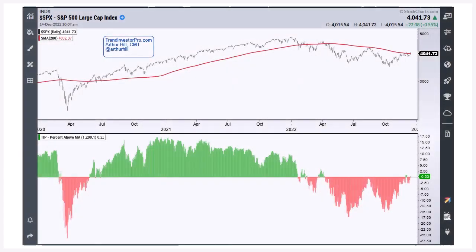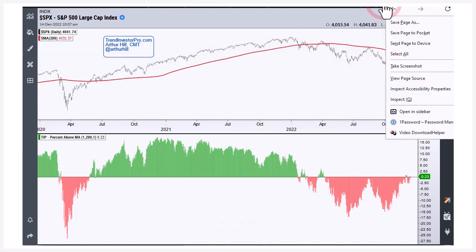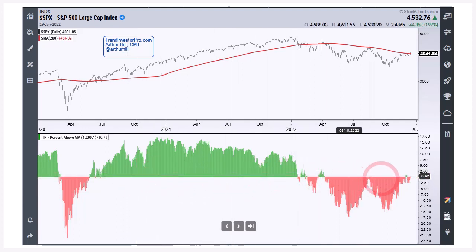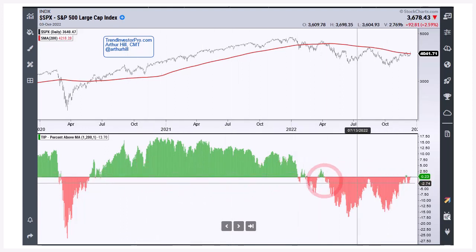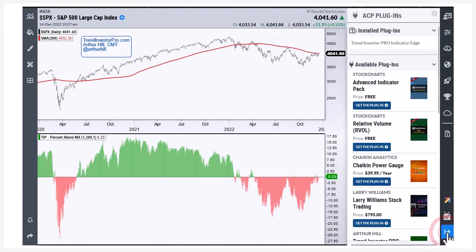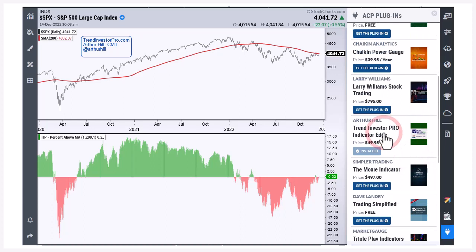So here's a chart for the S&P 500, and the red line is the 200-day moving average. And then below, I've got the percentage difference between the close and the 200-day moving average. And this indicator is part of the TIP Indicator Edge plugin. You can go down to the bottom right and you see the plugin icon. And if you click on that, you can see all the plugins available for StockCharts ACP.